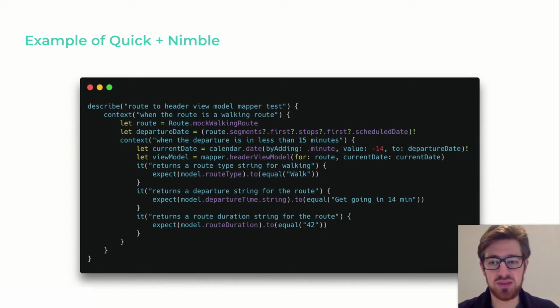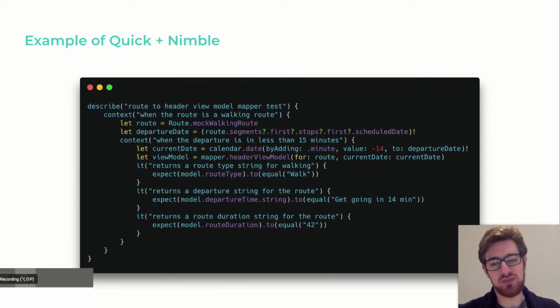And then we have some further context when the departure is in less than 15 minutes. And then inside we can have multiple its, which is where we have the test itself. So we're saying, first of all, it returns a route type string for walking. So we're saying that we expect that the model's route type should equal the string walk. And you can see here how nice and easy to read that is.